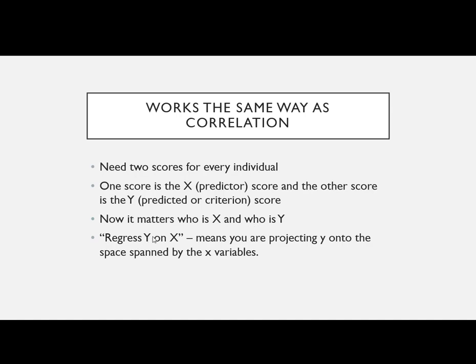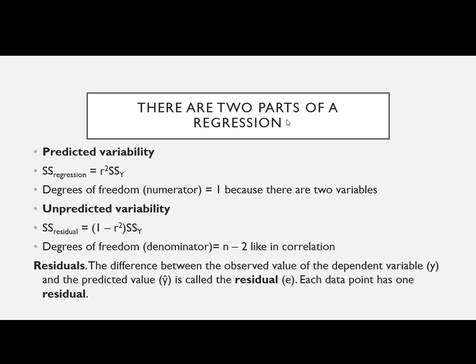You say you regress Y on X, which means you are projecting Y onto the space spanned by the X variable. We don't often hear it referred to this way, but I just wanted you to see it because sometimes you do. Okay, so there are two parts of regression, and this slide came from when we used to do these by hand: the predicted variability and the unpredicted variability.